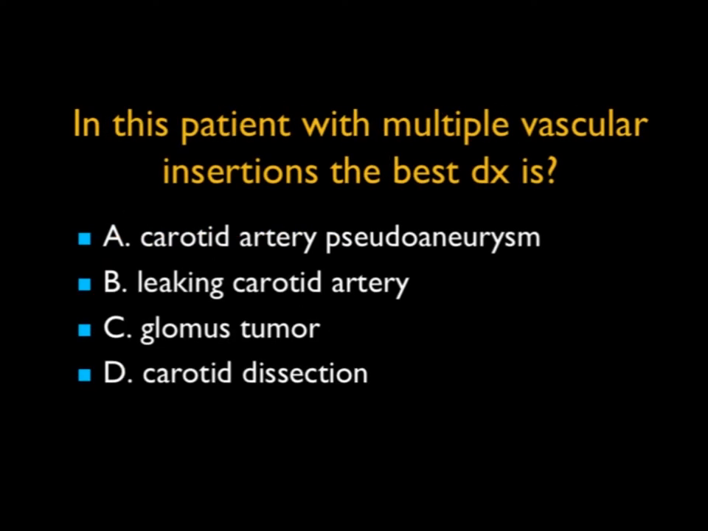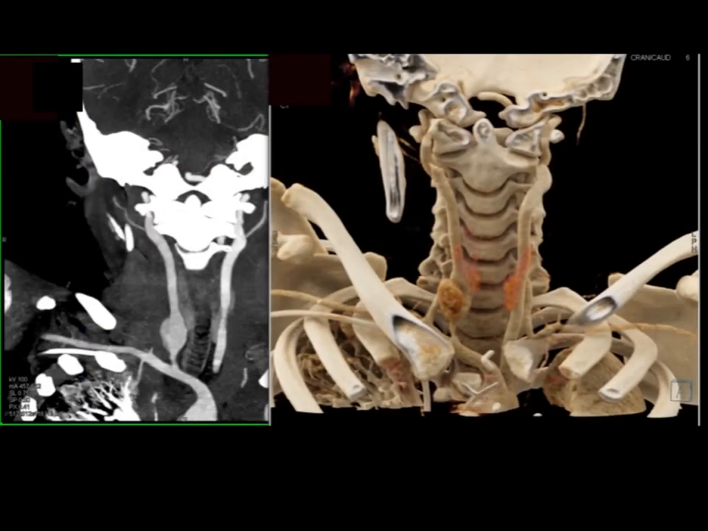This is a great case. This patient had multiple vascular insertions, so had multiple procedures in the head and neck region, and now had pain. What's the diagnosis? You look at the right carotid, you see aneurysmal dilatation, but it's eccentric, and it's beautifully shown on the cinematic as well.